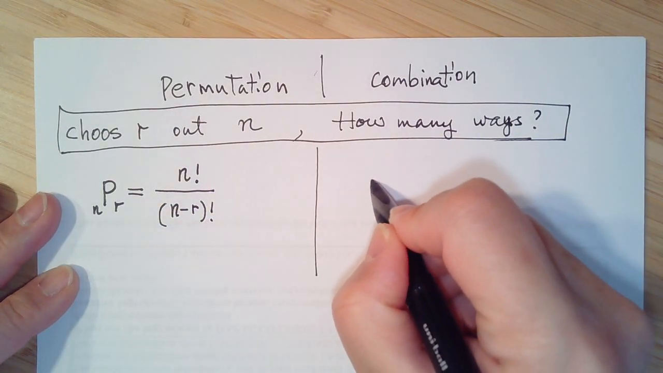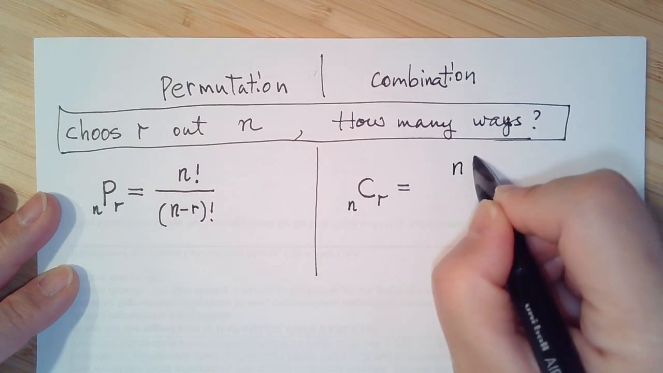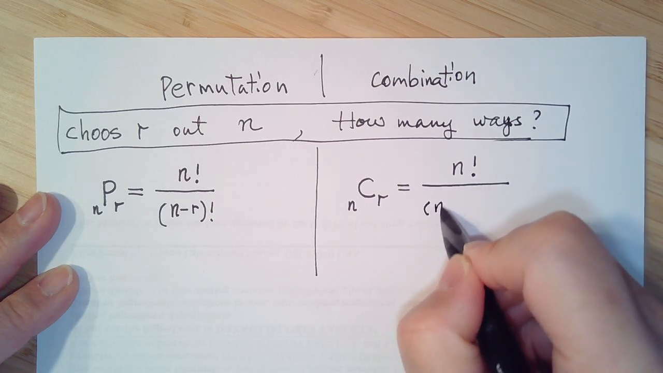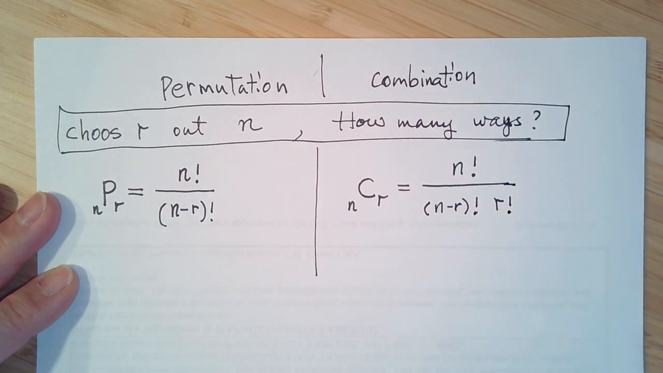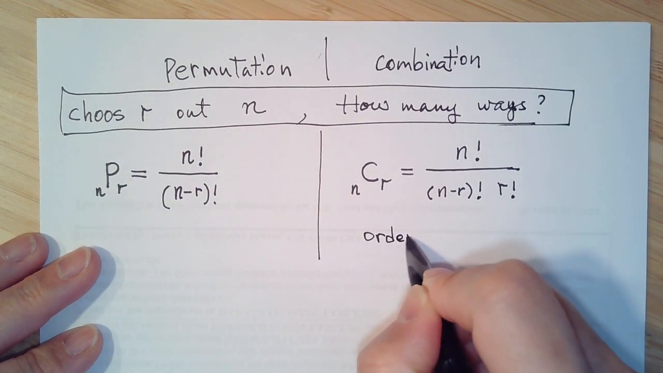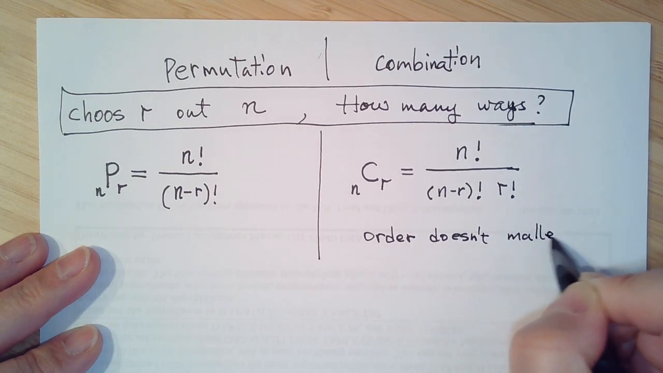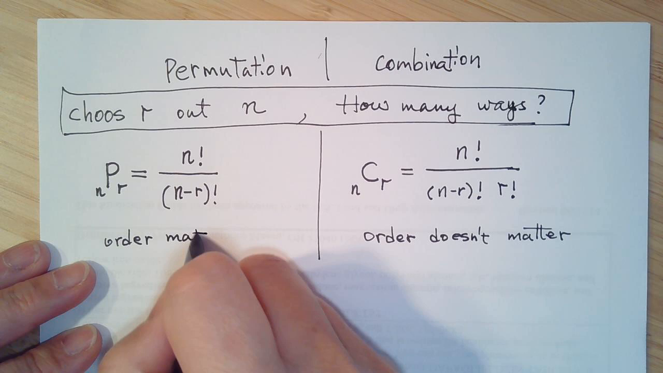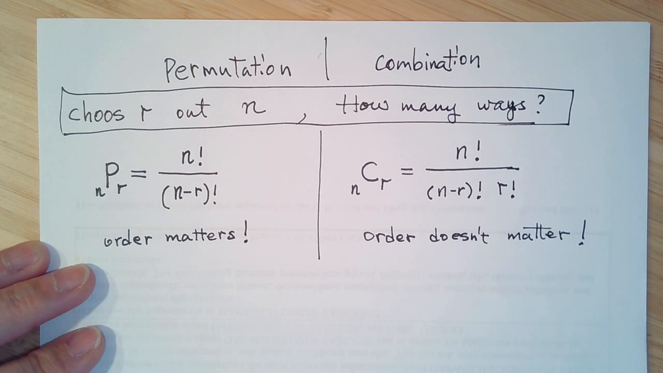And this one, the combination, is a C. We choose R out of N, and I give you the formula first, and I will explain the difference later. So there will be N minus R factorial and R factorial. They're different, right? And what's the difference? This one, order doesn't matter. And in this case, order matters. Okay, so that's a major difference.